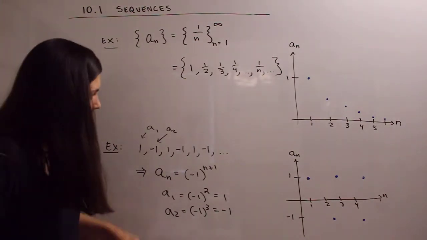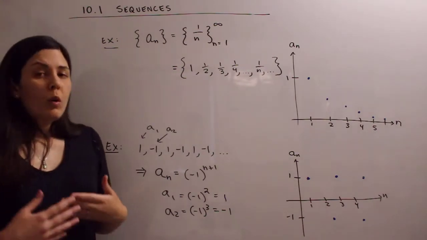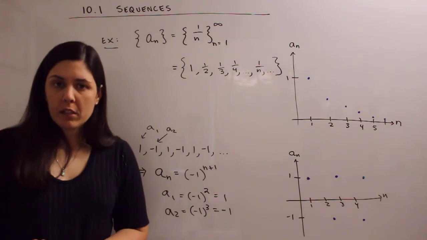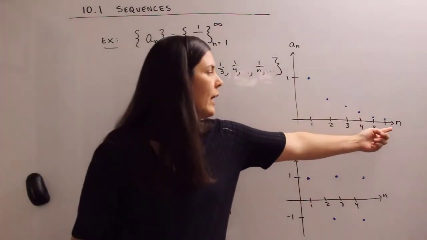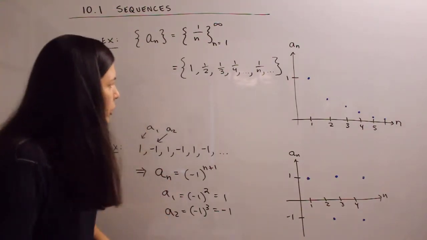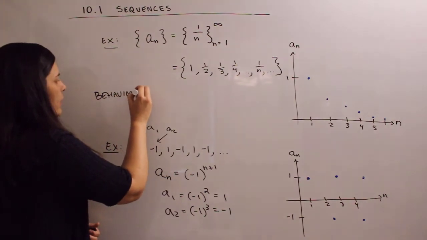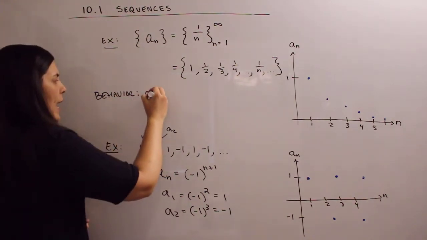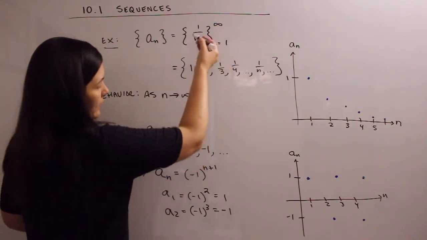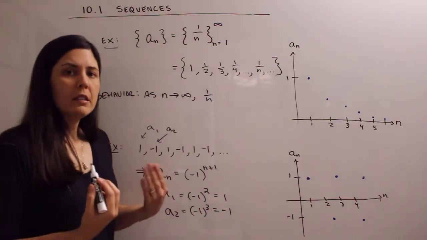Okay, so going back to this graph for our points, what we're interested in when we're thinking about sequences is what happens to them when we keep going. How do they behave when n gets large? And so on the first one, how does this one behave? What's the behavior? What happens to this sequence? So as n keeps going, or n approaches infinity, well, this sequence, 1 over n, where does it go? Does it approach something?